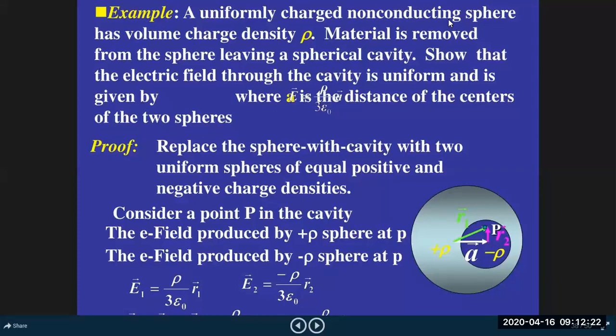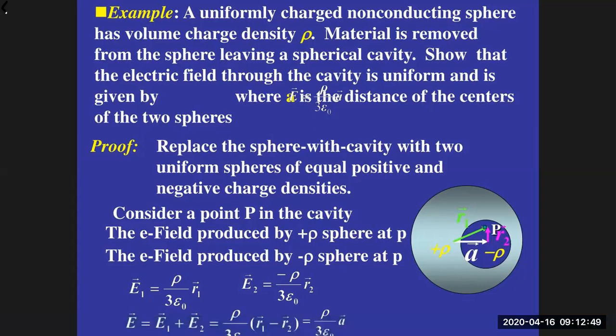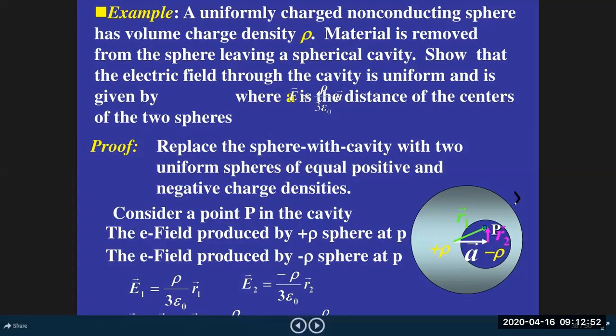A uniformly charged conducting sphere has volume charge density rho, and material is removed from the sphere leaving a spherical cavity, so that the electric field through the cavity is uniform and is given by this expression, where A is the distance between the centers of the two spheres. All these were discussed in the last class.